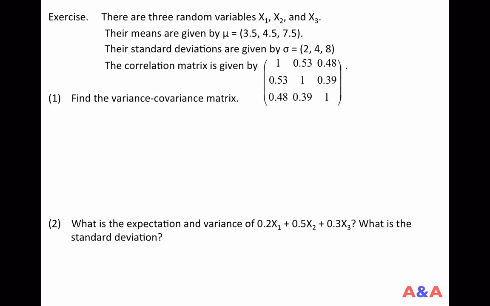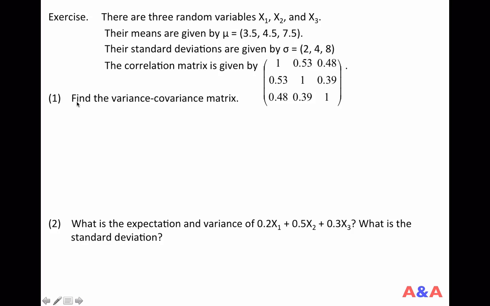I have some exercise for you. Suppose there are three random variables x1, x2, and x3. Their means are given by a mu vector, 3.5, 4.5, and 7.5. And their standard deviations are given by a vector of sigma, 2, 4, 8. So 2 is the standard deviation of x1, 4 is the standard deviation of x2, and so on. The correlation matrix is given by this. Okay, so the correlation between x1 and x2 is 0.53, correlation between x2 and x3 is 0.39, and so on.